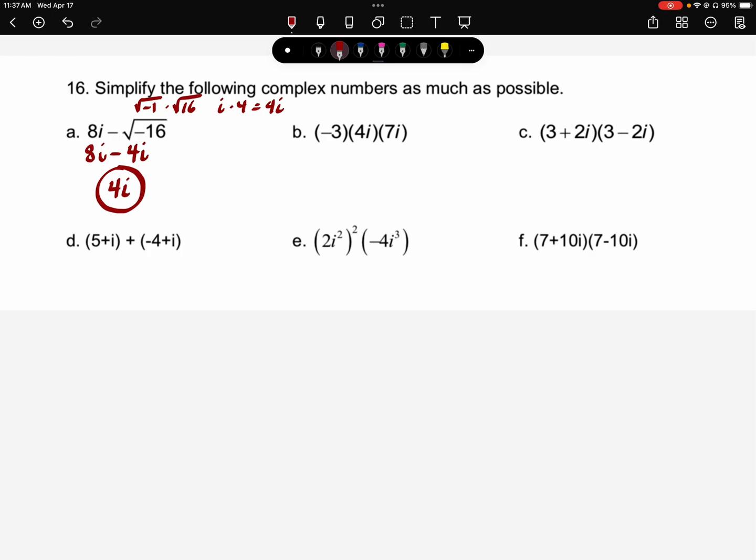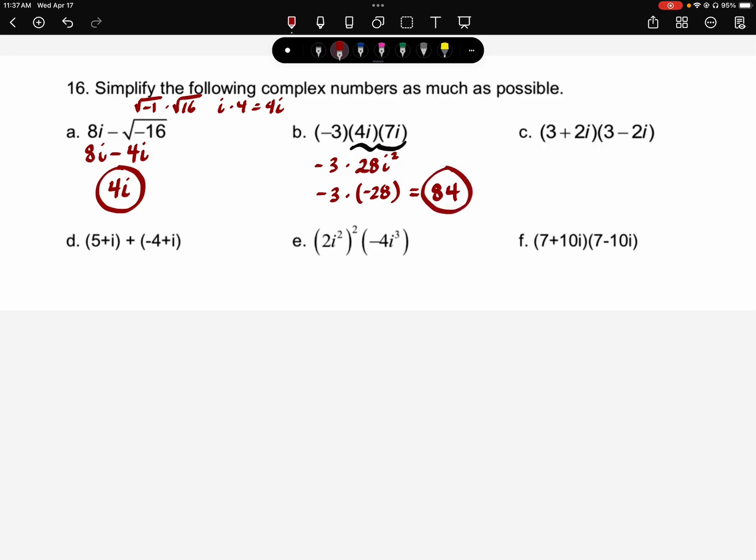Next one, we have negative 3 times 4i times 7i. I'm going to go ahead and multiply these two together first. 4 times 7 is 28, and i times i is i squared. So we have negative 3 times 28i squared. Now we know i squared is the same as negative 1, so this is going to be negative 3 times negative 28. So we multiply those two things together. That would be what? I think that's 84? If I'm wrong, I apologize there. I believe it's 84. Mental math.